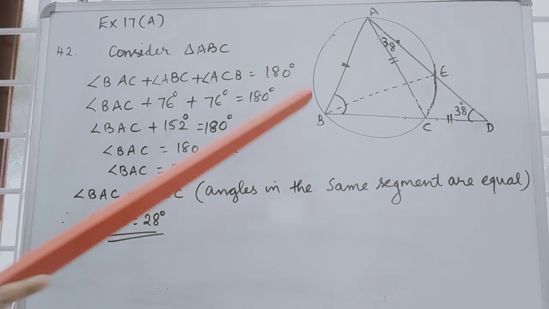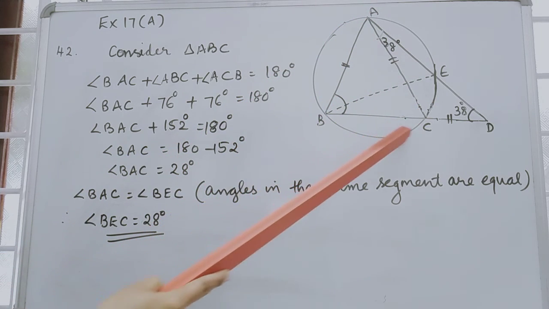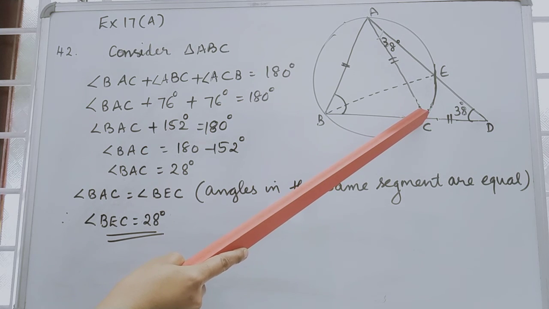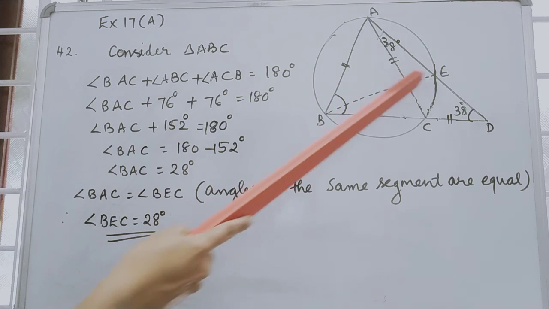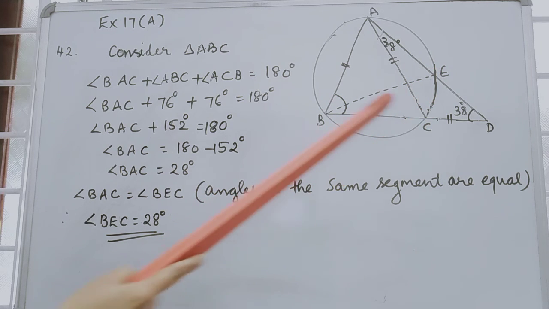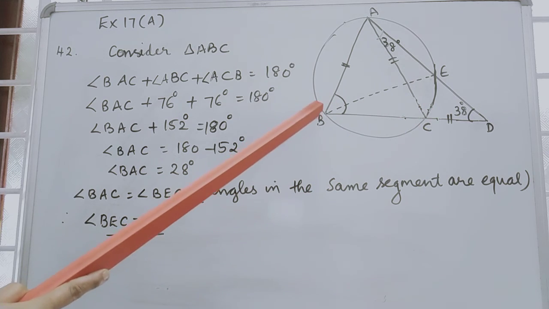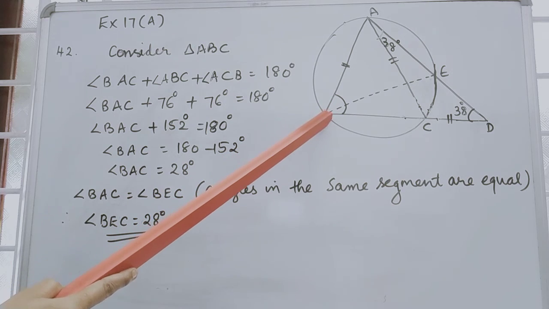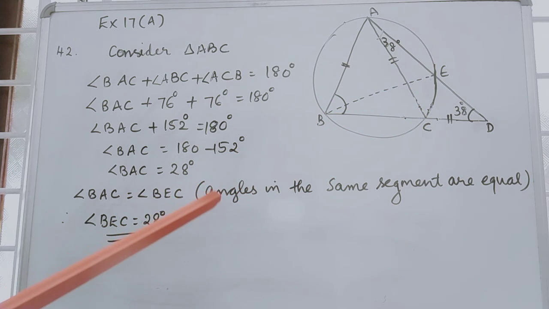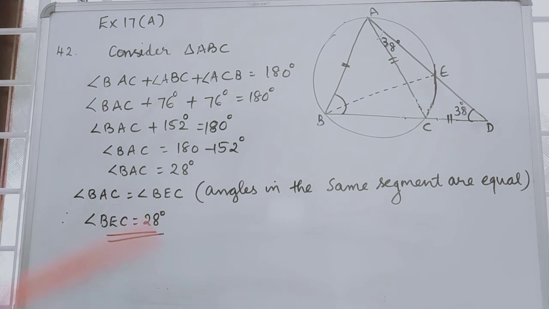Look at BAC. BAC lies in the segment BC. We want to prove BEC. What will be the measure of BEC? BEC also lies in the segment BC. Since we have BAC is equal to 28 degree, we can directly write angle BEC also as 28 degree, since these two lie in the same segment BC. That is, angle BEC is equal to 28 degree.